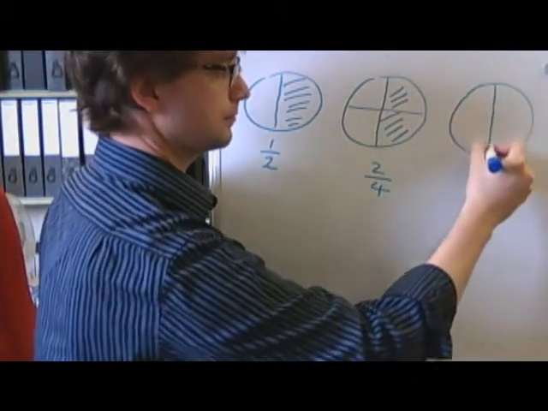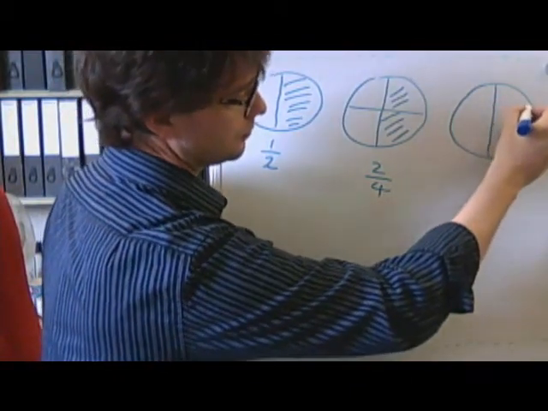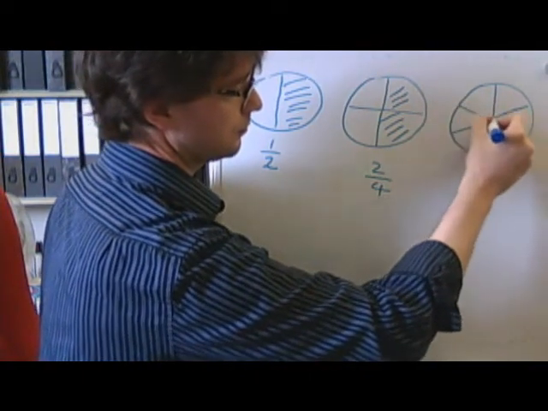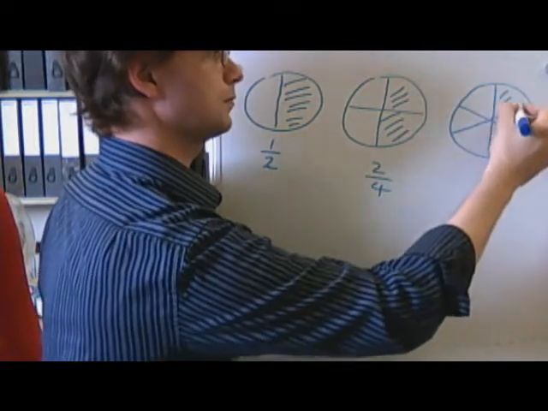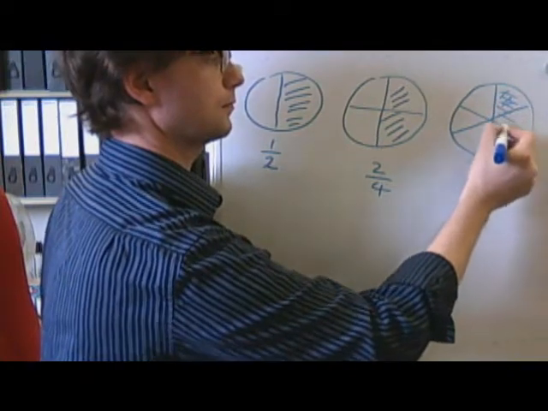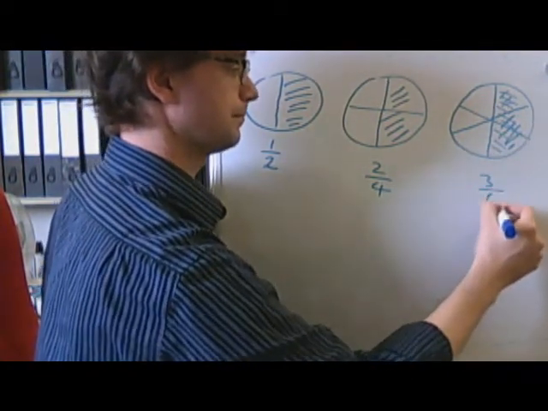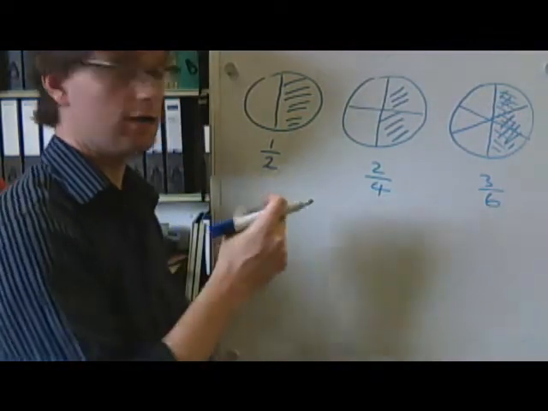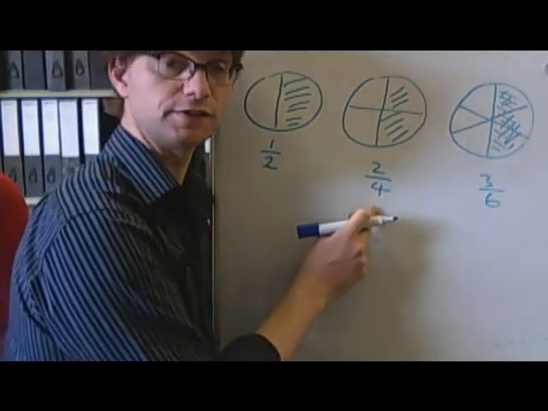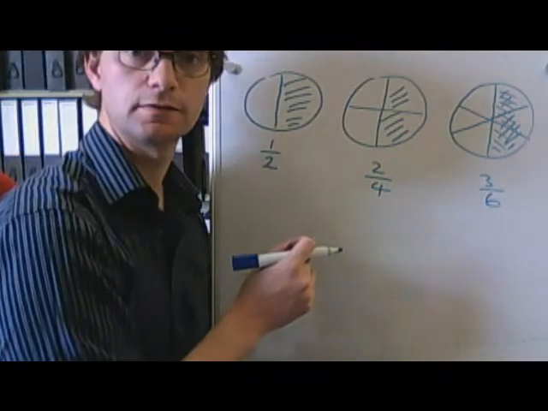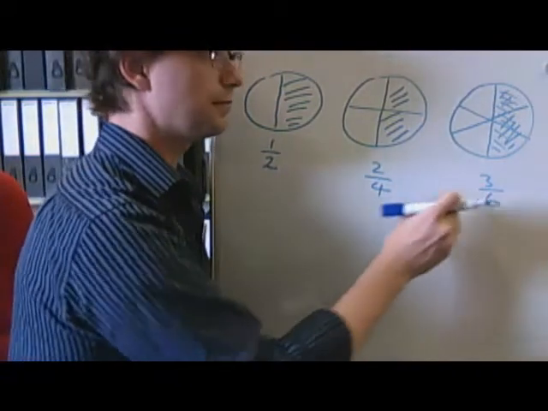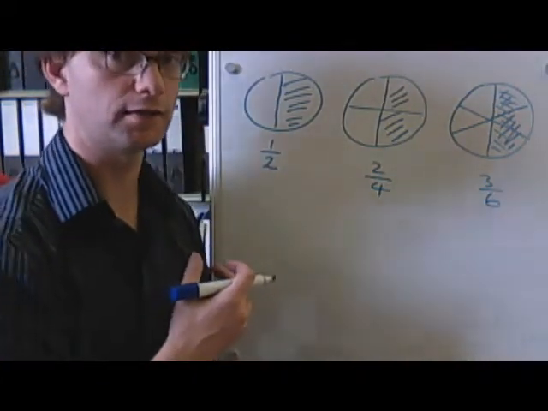This one's harder. A half is the same as two quarters, is the same as 3/6. So these different numbers are representing the same thing.